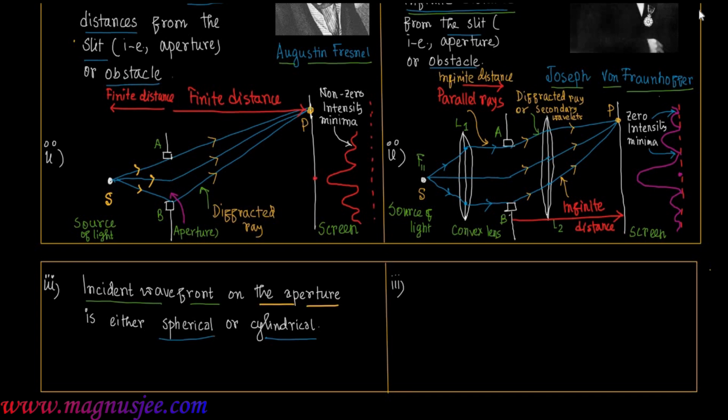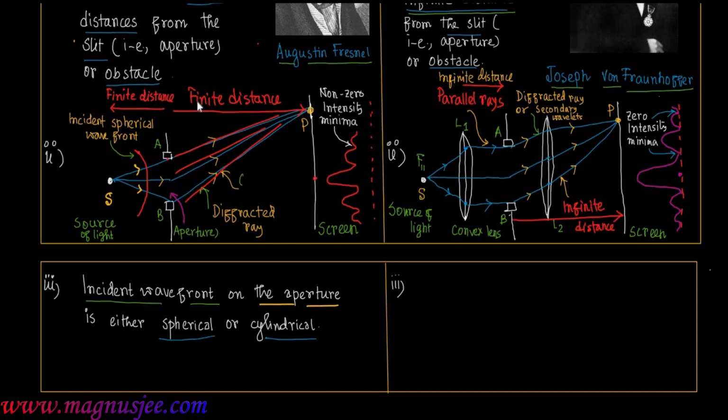So, in this case, as the rays are diverging towards the aperture AB from the point source S, the incident wavefront will be spherical. The incident wavefront will be spherical with respect to the diverging rays from the point source S. This is the spherical wavefront coming from the point source S, and it will be incident on the narrow slit or aperture AB.